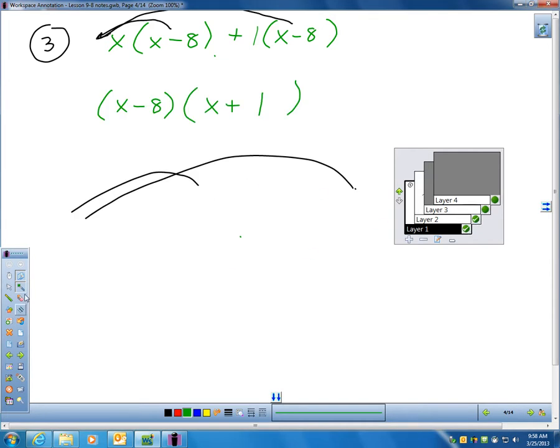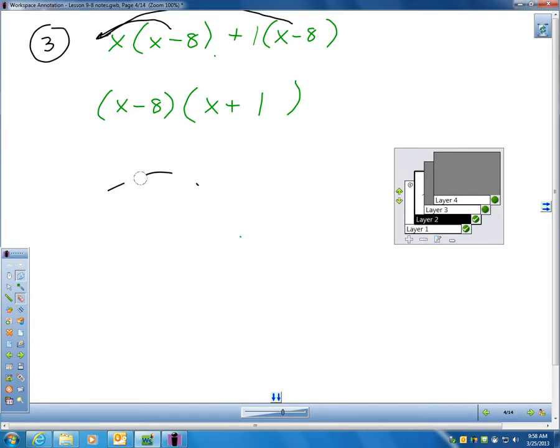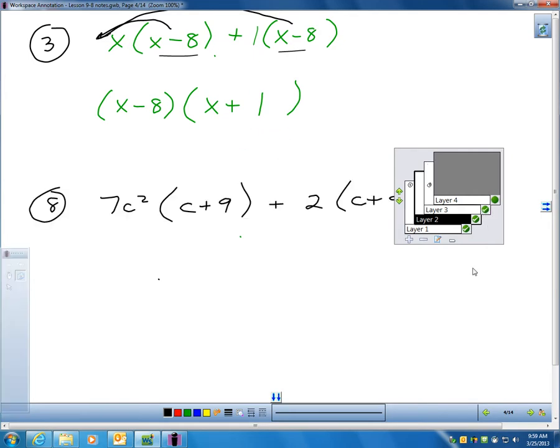So I'm going to pull out the x minus 8. There we go. It will let me erase it. I'm going to pull out the x minus 8 from each term, and I am left with x minus 8 times x plus 1. I just pulled out an x minus 8, and I'm left with x plus 1. All right? Here would be another example.